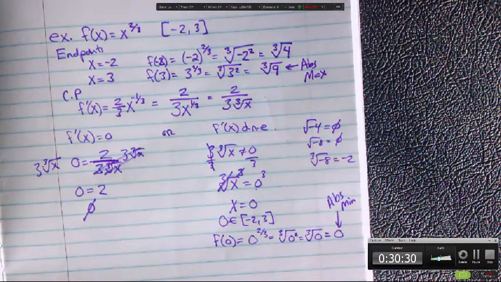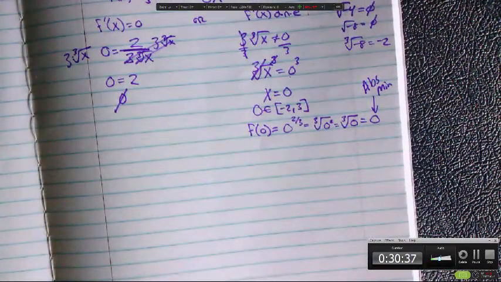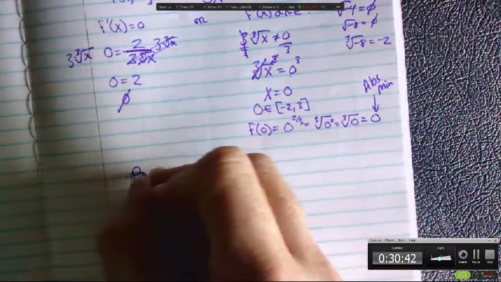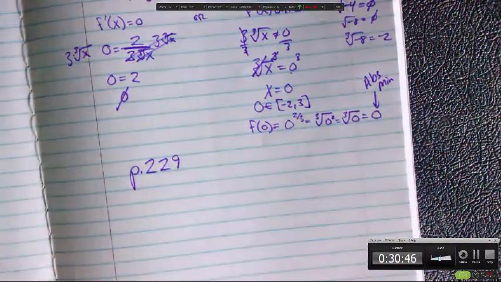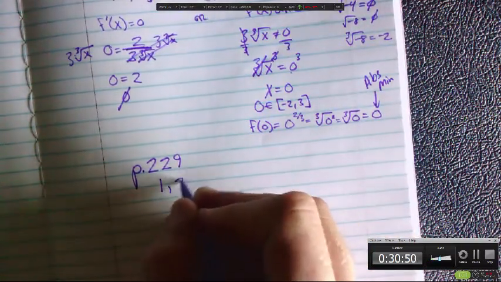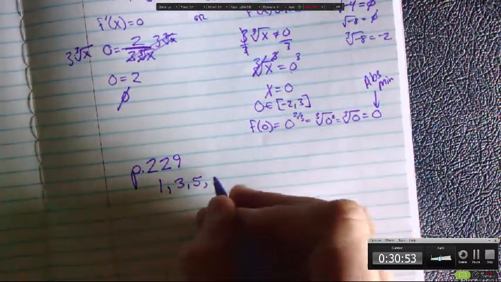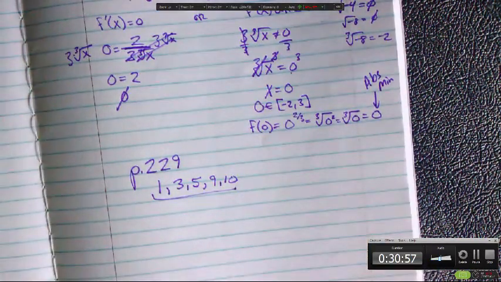And this is where we will stop the notes. The assignment for tomorrow in class: what you'll be doing tomorrow in class is the following problems. On page 229, it's going to be problems 1, 3, 5, 9, and 10. All of these problems give you a graph. So you just look at the graph and answer the questions. Where's the absolute minimum, max? There's no algebra for those.